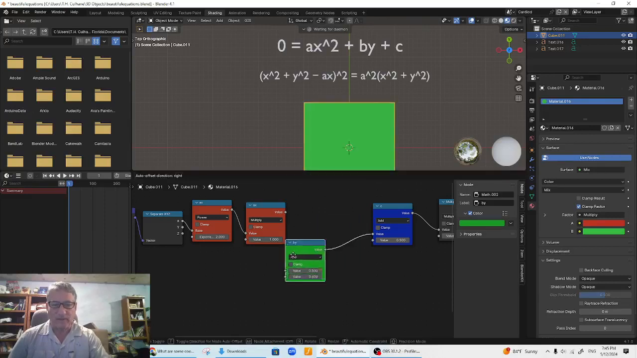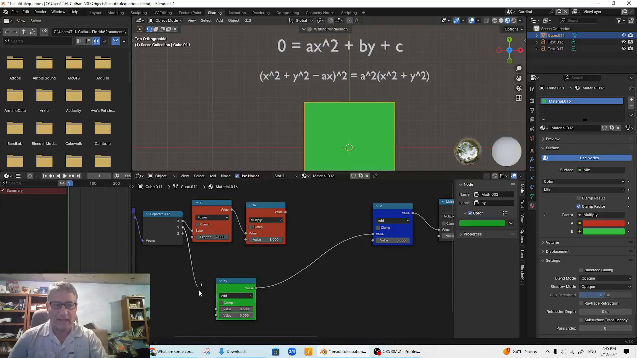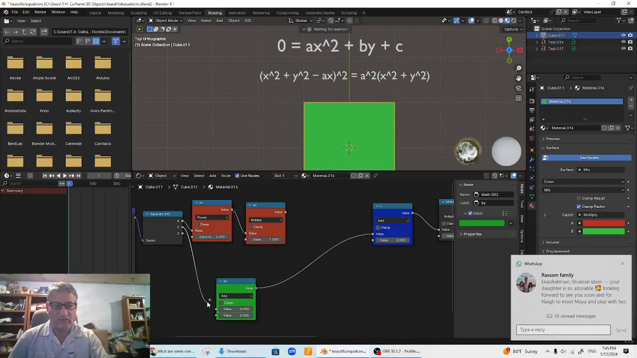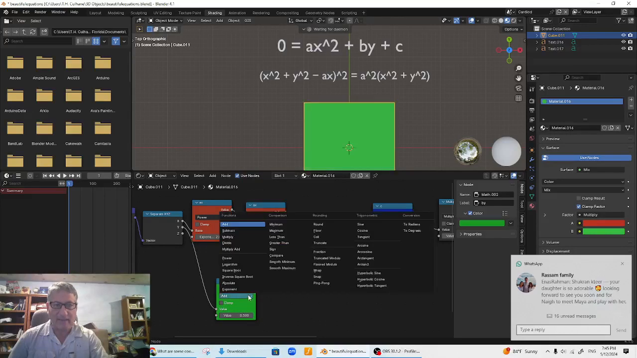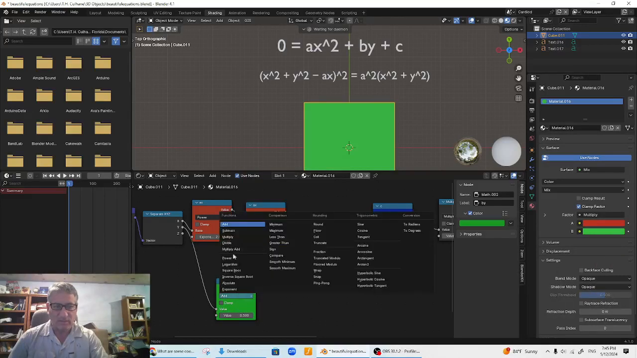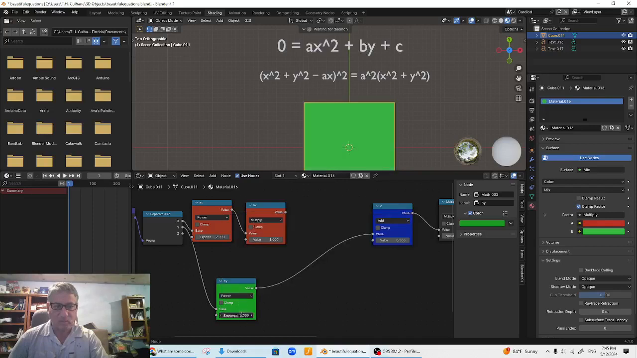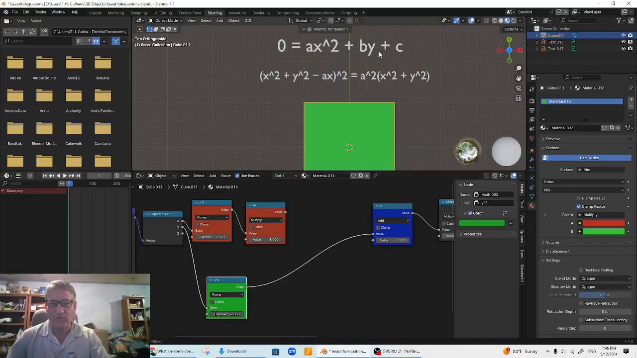Now, for this part here, we're going to do a separate thing. We're going to take this down and bring y into this. And I'm going to make that a power function. So power. Y is going to go to 2. And just as I need to change the label for this, this is not ax, this is x squared. So do your labeling so you don't get confused later on. This is going to be y squared.